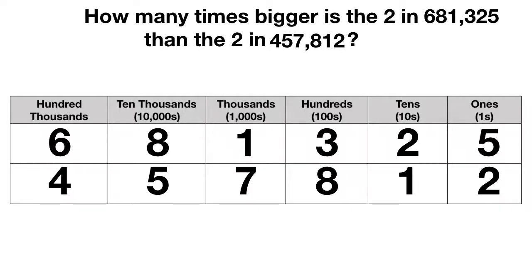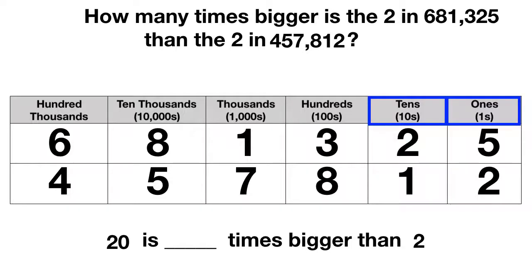Now we're comparing 2s. We can see in the first number our 2 is in the tens place. It has a value of 20. Our second number, the 2 is in the ones place. It has a value of 2. So to answer our question, 20 is how many times bigger than 2, we'll use our knowledge of place value.